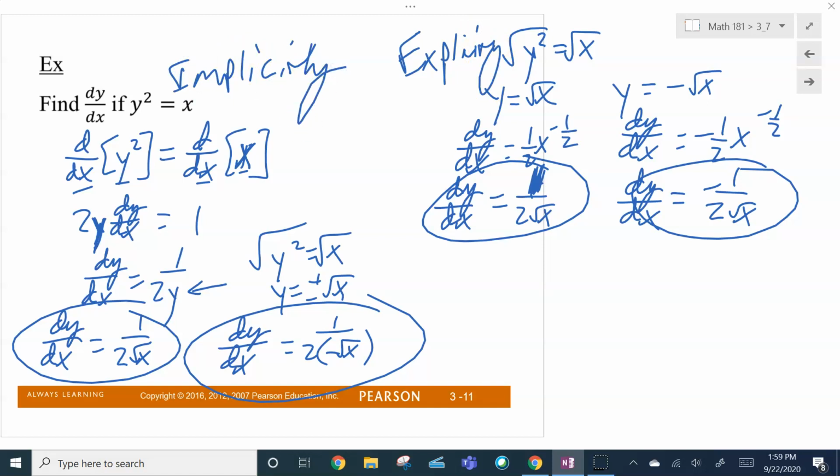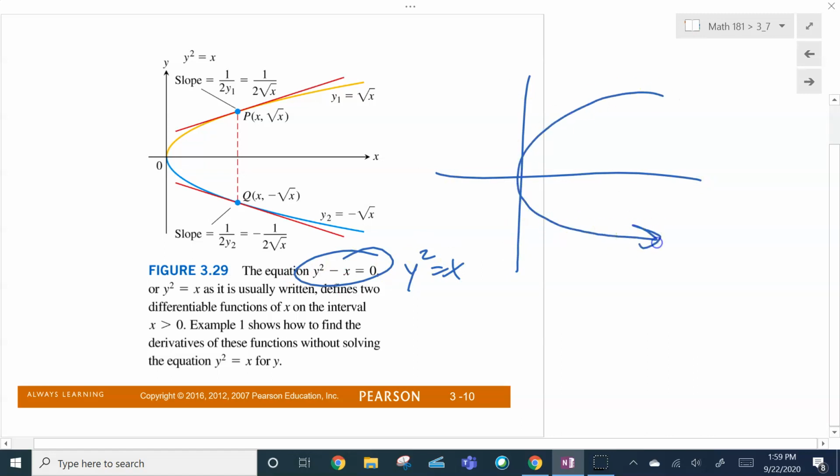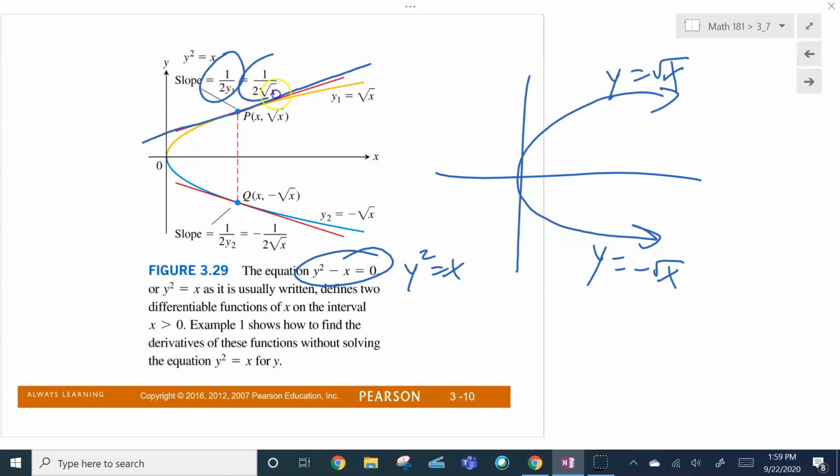Okay? And let me go back to the picture here. Here's the picture of y squared equals x, right? In other words, the top one is the square root of x, bottom is negative root x, if you were to solve for it and put it in explicit form. And then here's the derivative, the slope of the tangent line, 1 over 2y, in other words, 1 over 2 root x, for whatever x you want to plug in. There's the derivative, dy dx, 1 over 2 root x, and so on.